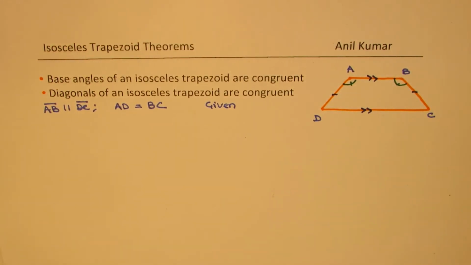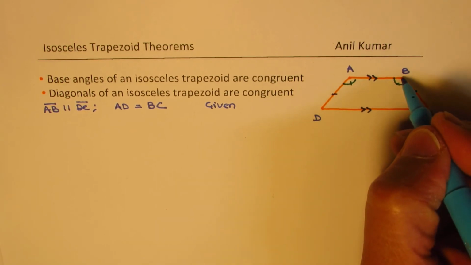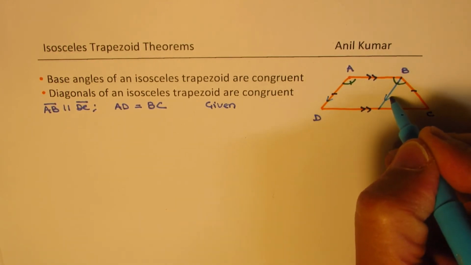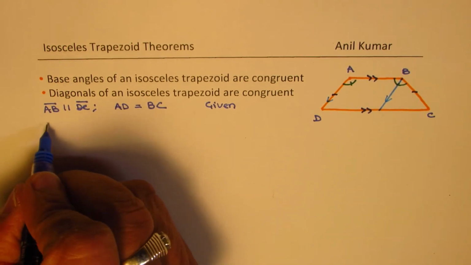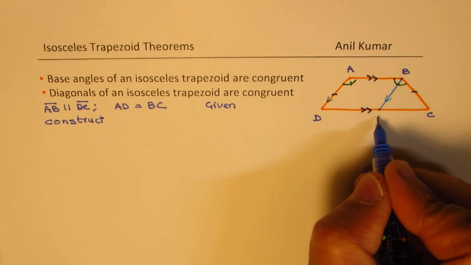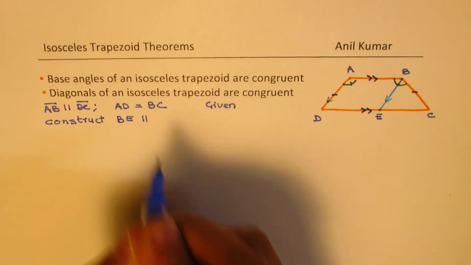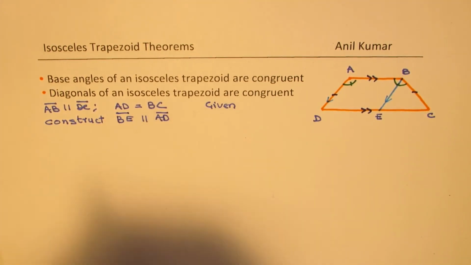Now, to prove, we need to do a little bit of construction. So let's do construction. We'll actually draw a line parallel to AD from B, joining DC. So let us say this line is constructed so that this line is parallel to AD. So here we'll construct, let's call this E. So construct BE parallel to AD. So these two lines are parallel.